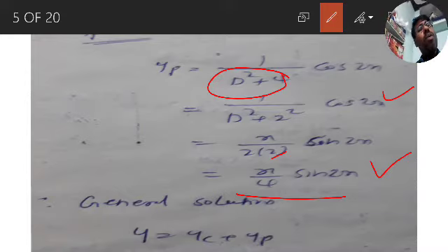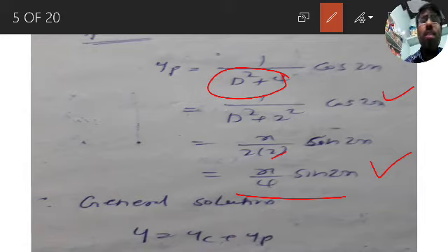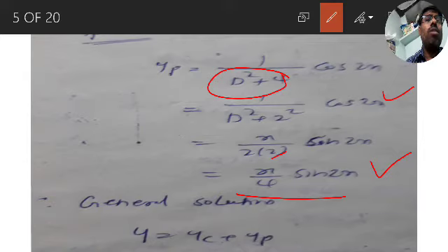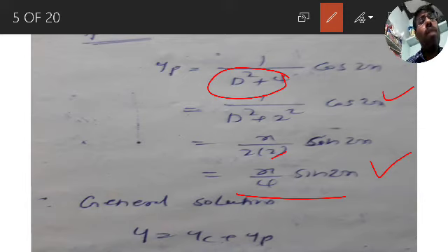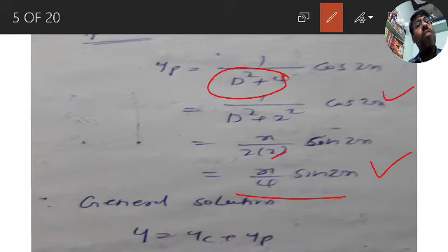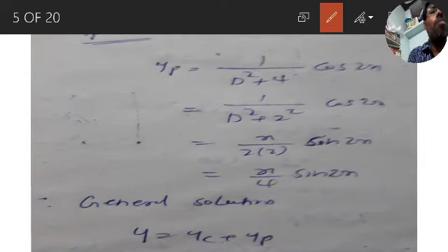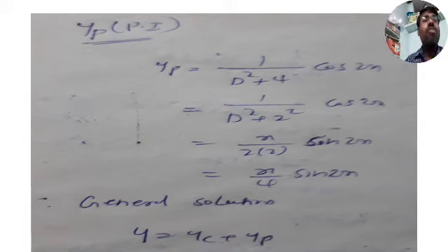Are you getting, guys? You are using the formula: 1 by D square plus a square of cos x is x by 2a sine x. So a is equal to 2, that is x by 2 into 2, which is 4, therefore x by 4 sine 2x is our yp. So this is method 2, how you find yp. Just use the formula 1 by D square plus a square of cos x is x by 2a sine x. So the general solution is yc plus yp. Are you getting? The general solution is yc plus yp.